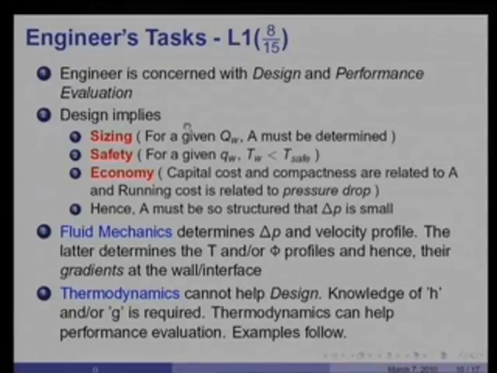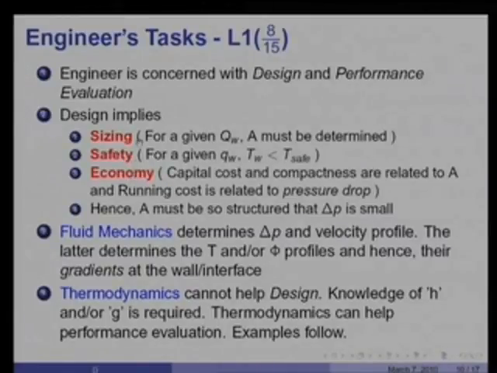Design means sizing for a given heat transfer rate Q_W: how much area should I provide so that the surface never attains a temperature T_W, and always remains less than some safe metallurgical temperature determined from metallurgical considerations? So safety is also a very important aspect.